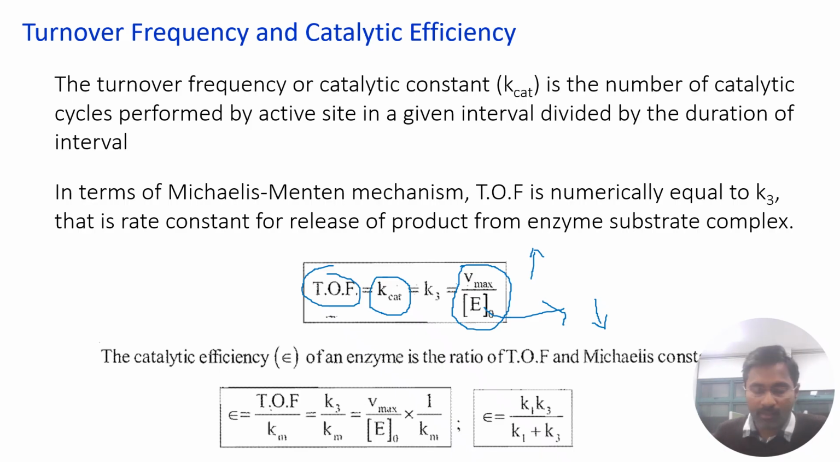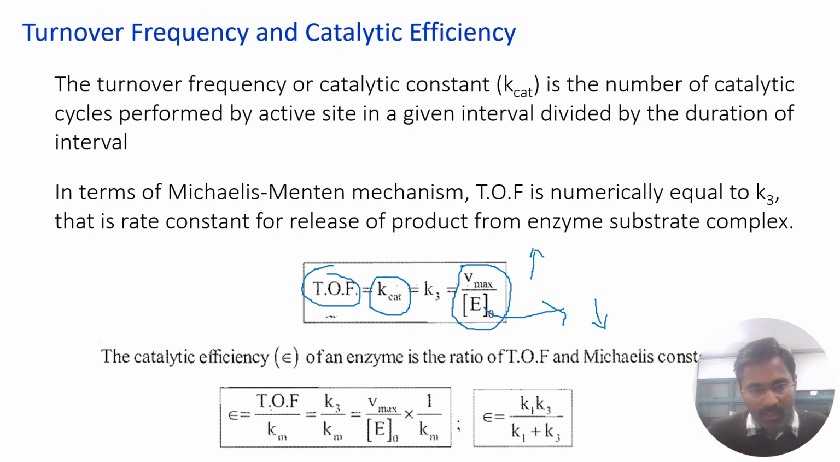It is easy to understand, because with the smaller amount of enzyme you are inducing maximum rate of reaction. If you have that kind of an enzyme, that enzyme will have higher turnover frequency. The catalytic efficiency can be calculated with the help of this turnover frequency. Catalytic efficiency is turnover frequency by Km.